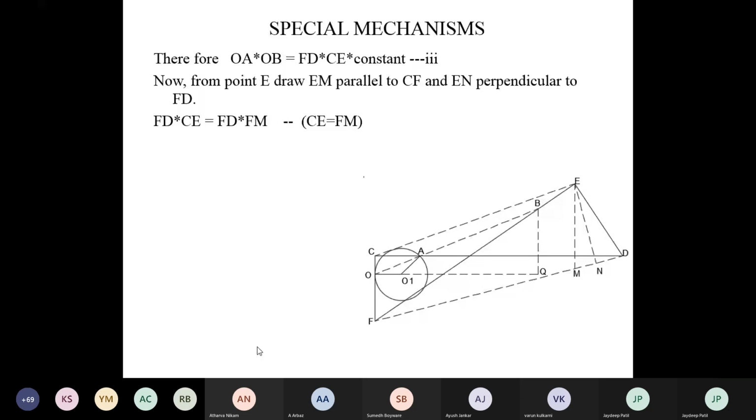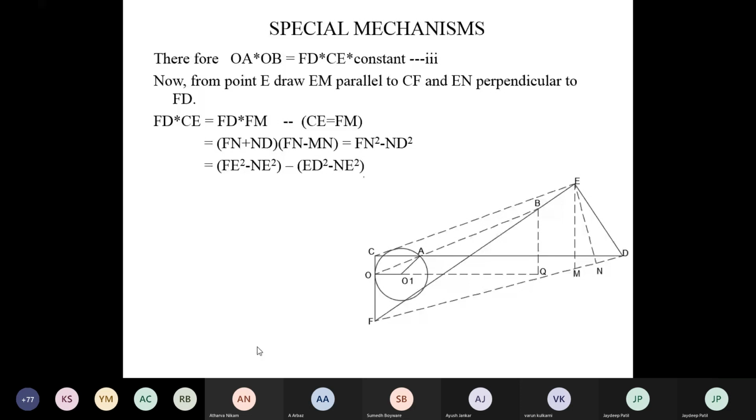Then you have to write down FD in the form of FN plus ND. Then FM is equal to FN minus NM, like this. Now you will get FN square minus ND square. Now you have to consider the two right angle triangles FEN and DNE, and you will get FN square is equal to FE square minus NE square, and ND square is equal to ED square minus NE square. Now from that equation NE gets cancelled. You will get FD into CE is equal to FE into ED.